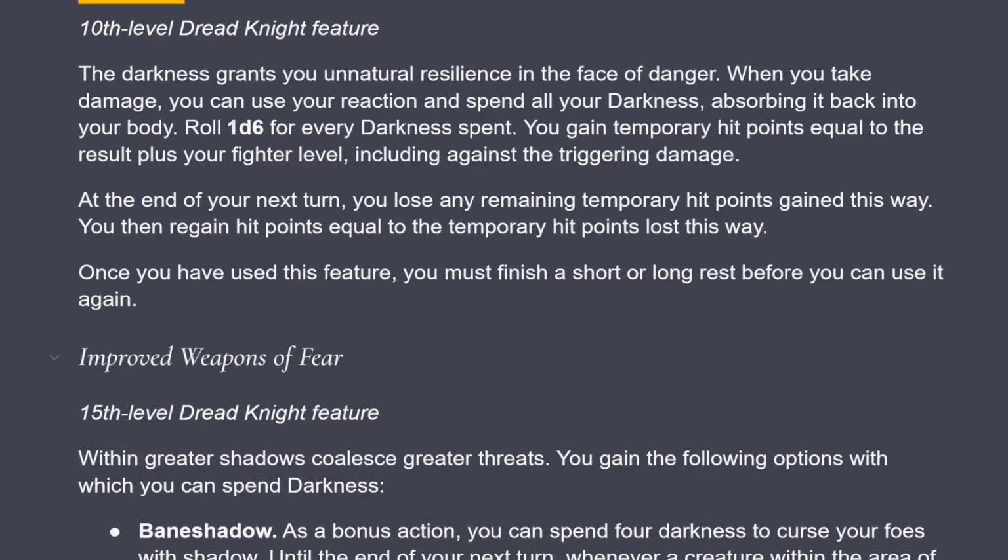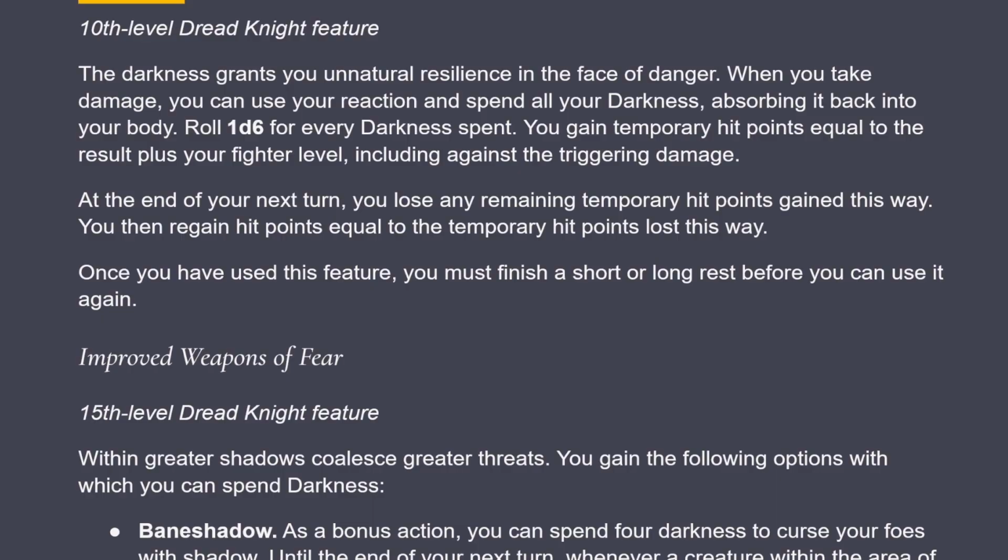And I feel like this really synergizes with the fighter class, base class, Indomitable feature. This is Inexorable. It says the darkness grants you unnatural resilience in the face of danger. By the darkness, I think we mean your shadow vortex or something like that, or just darkness in general, or the darkness points that you get. When you take damage, you can use your reaction and spend all of your darkness points, absorbing it back into your body.